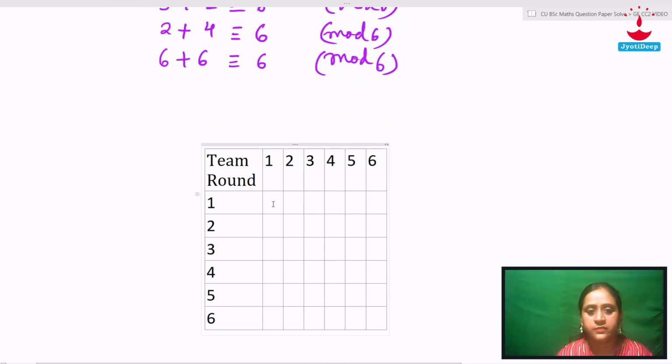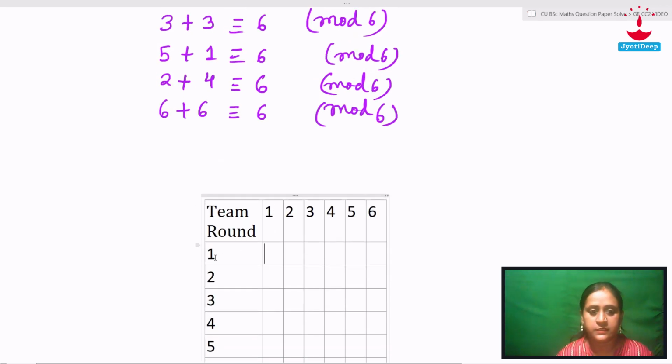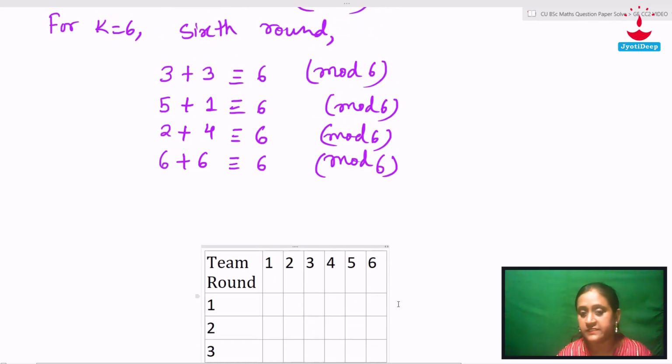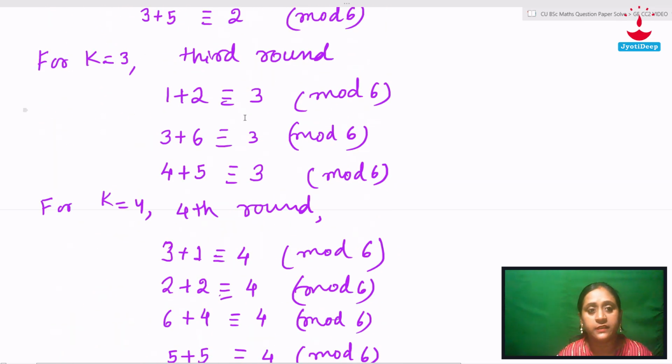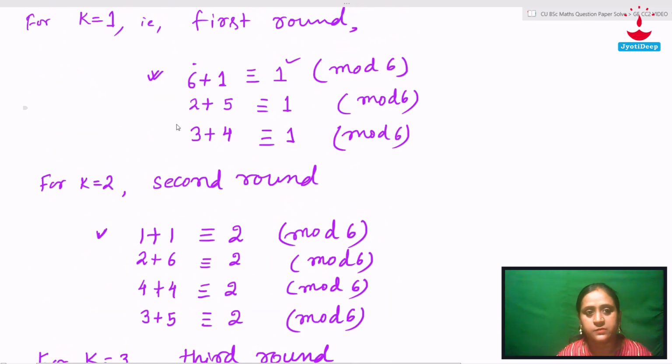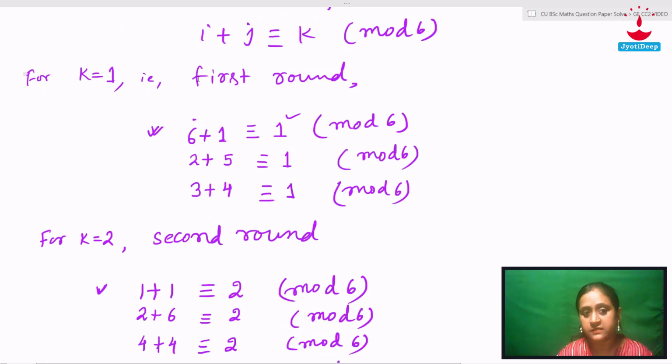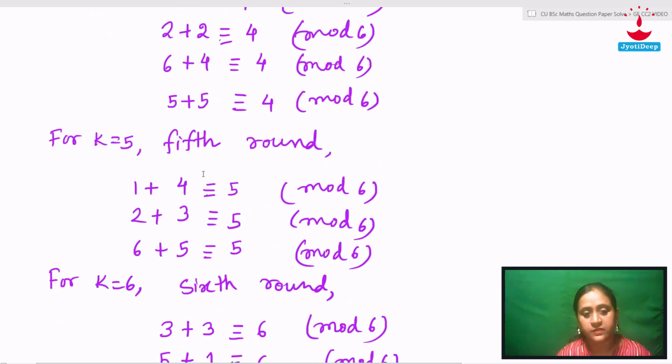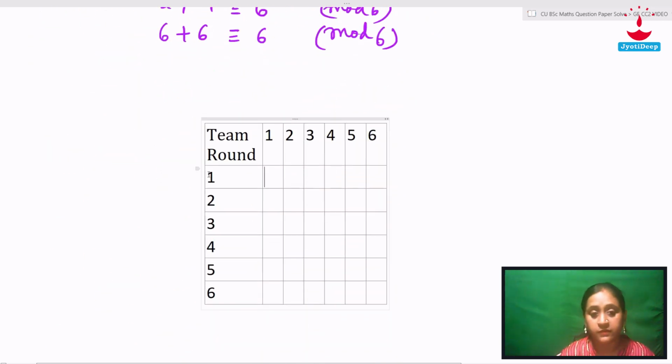So for the first round, that means k is equal to 1, we will fill this chart. Look, for k is equal to 1, that is the first round, we have already prepared it. Sixth team will play with first team, is the first one. So first team will play with which team? Sixth team. And if first team is playing with sixth team, sixth team will also play with first team, right?